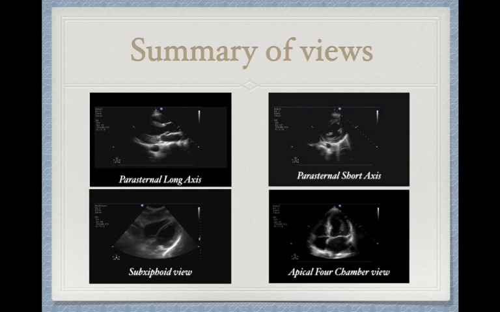So here's the summary of our views. Again, we're starting with parasternal long axis to look at the aortic outlet. We're looking at the parasternal short axis to look for LV dysfunction, apical four-chamber to look for RV strain, and subxiphoid to assess for pericardial effusion.